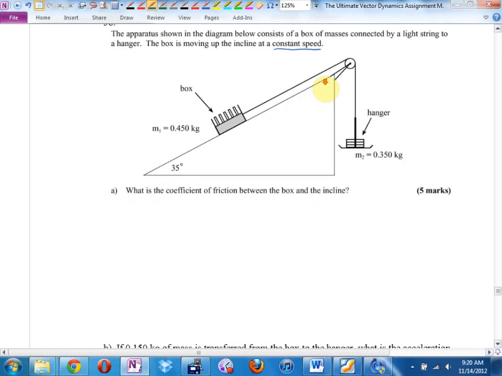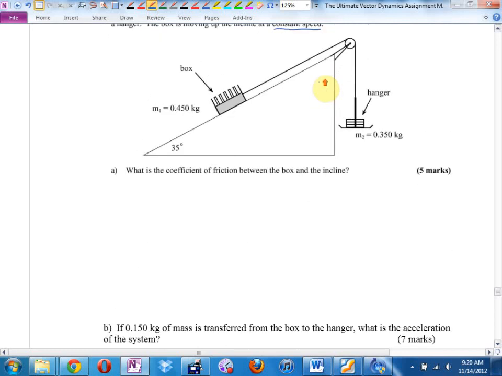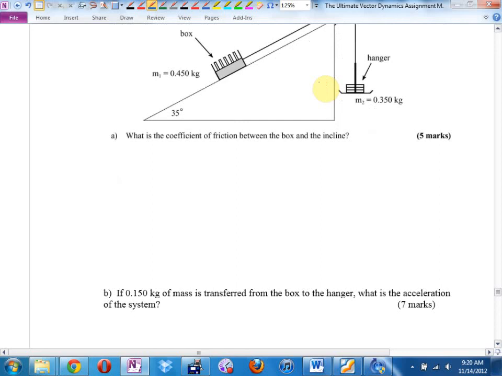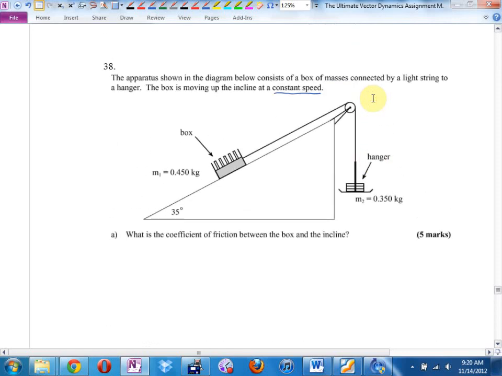Certainly A is totally fair game. Oh, and you know what? For B, all you're doing is you're moving some of the mass. You just got to redo the masses. So if 0.15 kilograms of mass is transferred from the box, that means you would minus 0.15 kilograms from that mass, and you would add 0.15 kilograms to that mass and find the acceleration. You know what? That 38 is totally a fair game question.